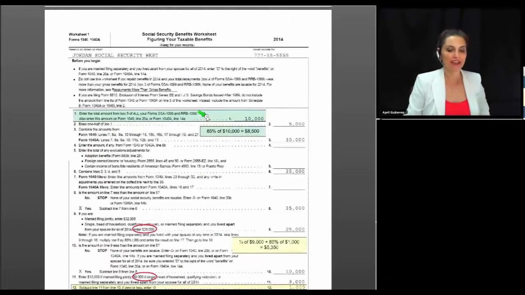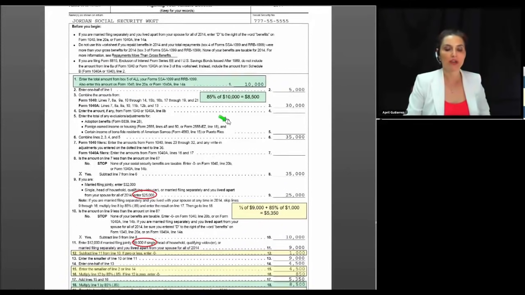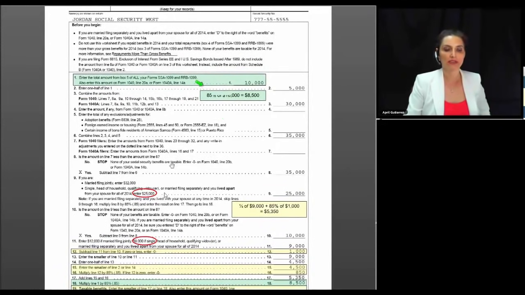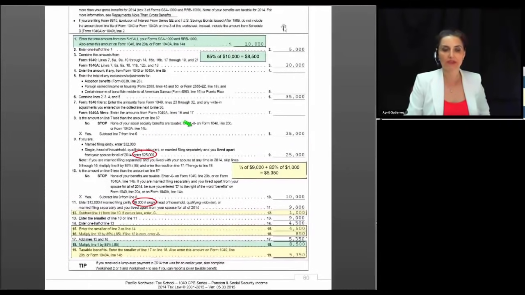So let's look at the worksheet and see how it fills out. On line 1, we enter the total Social Security benefits. We know that one of the equations we're going to use is 85% of that total. And if we do that, we get $8,500, and I've just taken that and put it on line 18. So that's the worst case scenario, and we're going to go through the rest of the worksheet to see if we can come up with something better. So we take half of line 1 and enter 5,000 on line 2. We add 2 to 3, and we get $35,000.